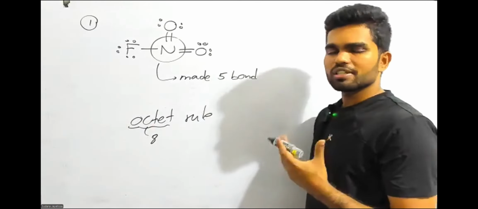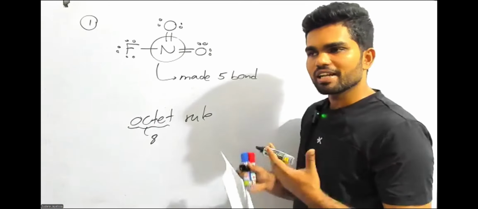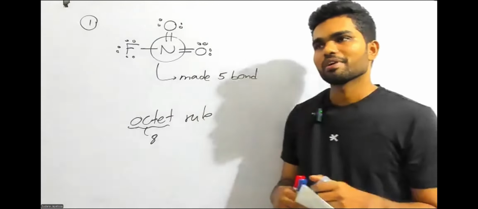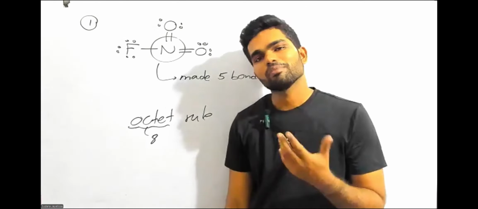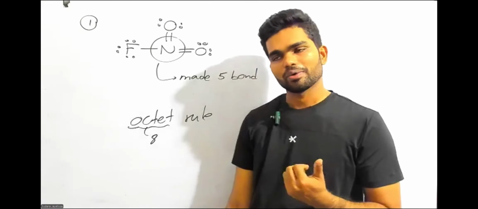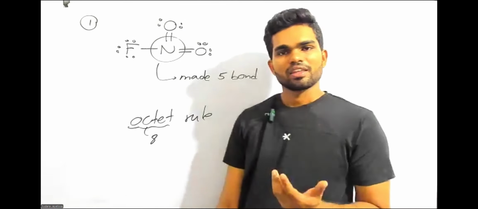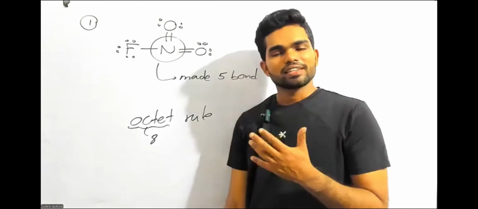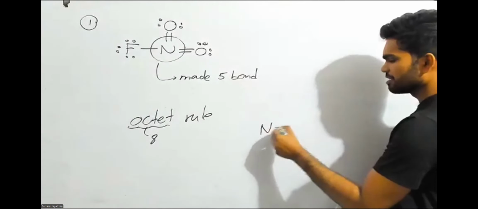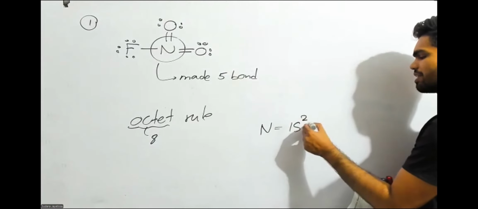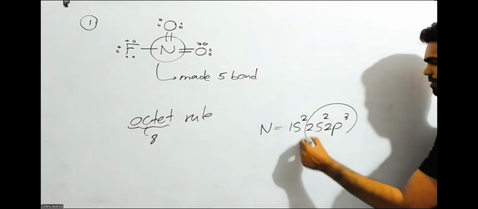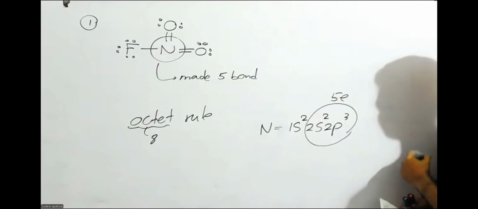So what is the purpose of making bonds? That's the theory part actually coming. Why are atoms and elements making bonds? We have to think about that to understand the octet. The reason is this: if you take a nitrogen atom, its electronic configuration is 1s2, 2s2, and 2p3. So you have only 5 electrons in the valence shell.